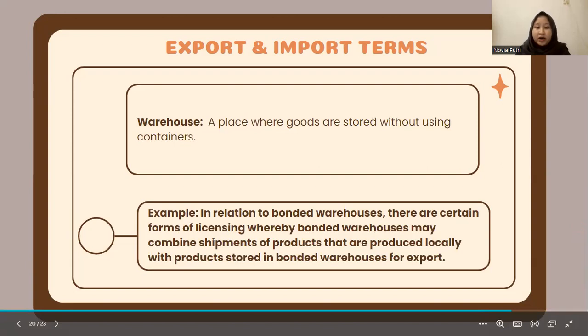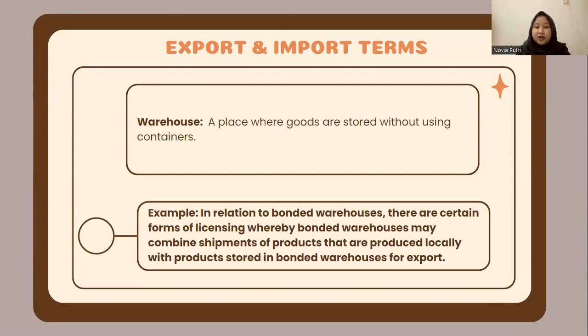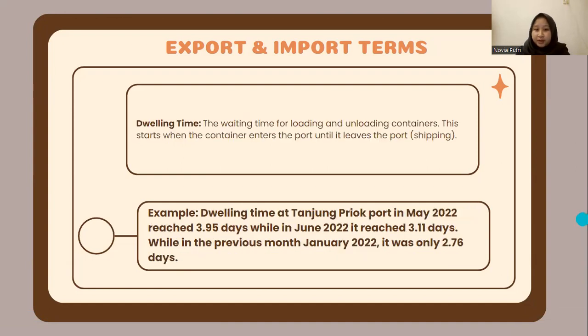And the next is warehouse. So it is a place where goods are stored without using containers. So for example, in relation to bond warehouse, there are certain forms of licensing whereby bond warehouse may combine shipments of products that are produced locally with products stored in bonded warehouse for export.